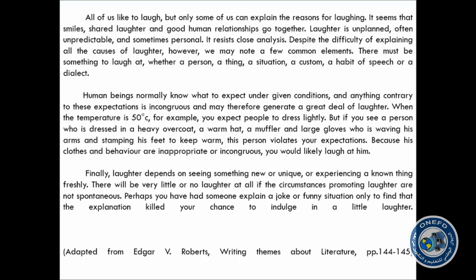As you can see, the text is composed of 3 paragraphs. The first paragraph we have read speaks about the difficulty of explaining the causes of laughter, but even so we have causes like laughing at a person, a thing, a situation, a custom, a habit of speech, or a dialect.